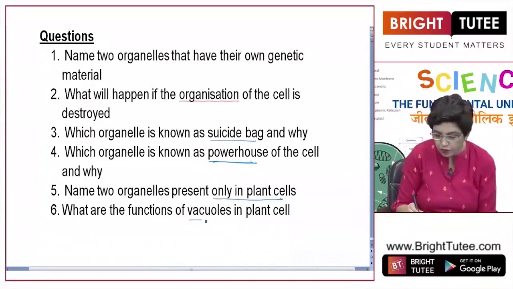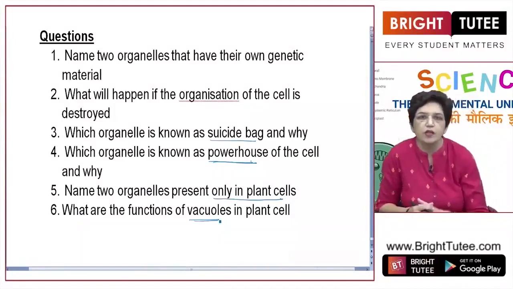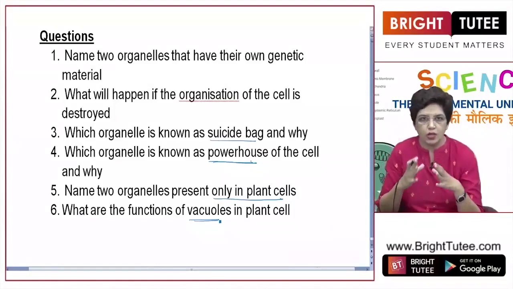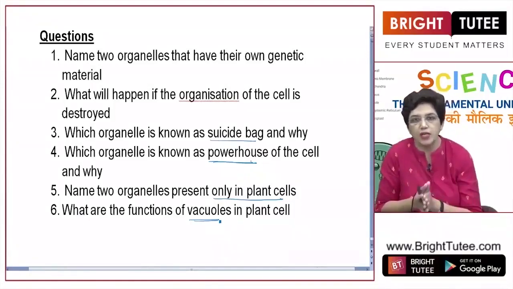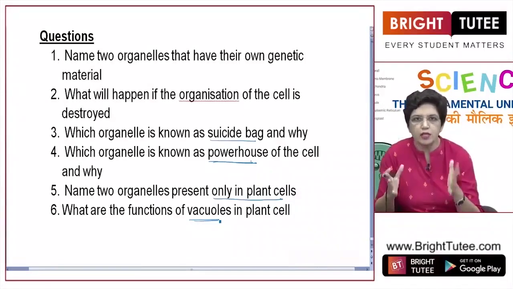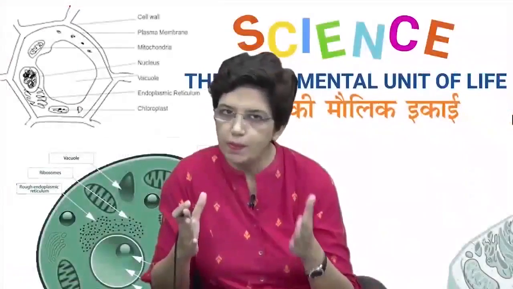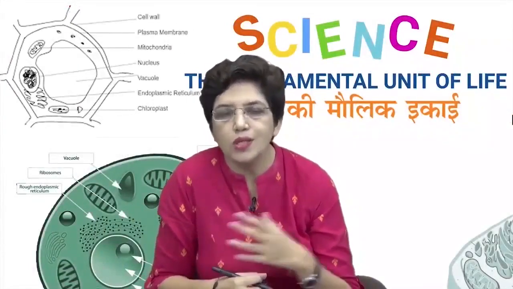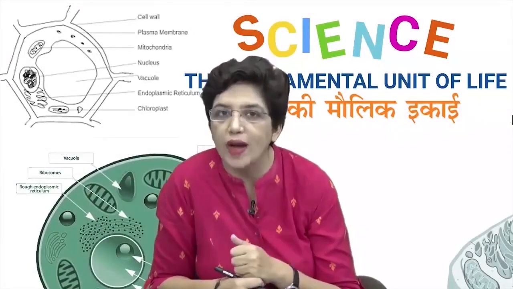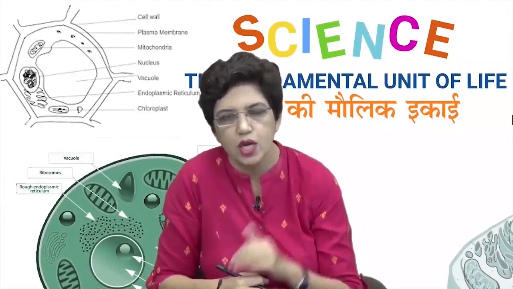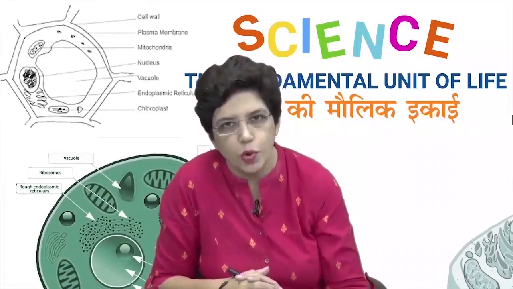What are the functions of vacuoles in plant cells? The first function is to provide rigidity and turgidity, because the vacuoles are large, they occupy 50 to 90% of the plant cell volume. They are filled with cell sap, the liquid, which provides the turgidity or rigidity to the plant cell. The second important function is storage. They store all the important substances which are required by the plant, like fatty acids, sugars, amino acids, etc. So storage and turgidity are 2 important functions of vacuoles.